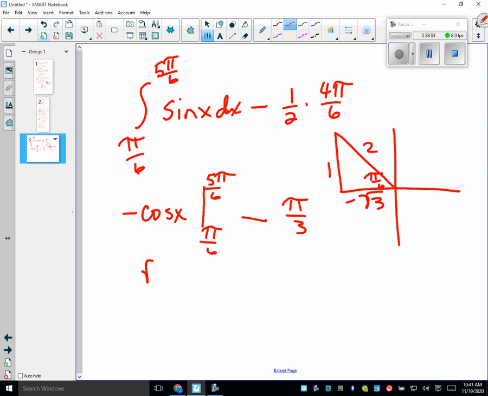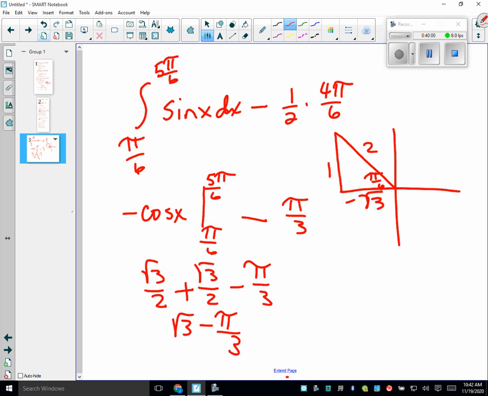So I have radical 3 over 2 minus, what is the cosine of pi over 6? No, it's positive radical 3 over 2 because it's in quadrant 1. Right? But when I make this negative, does this become plus this? And this is minus pi over 3. So what is the answer to that? Minus a negative. I thought that it was positive. It was, but I had a negative cosine. So is this radical 3 minus pi over 3?